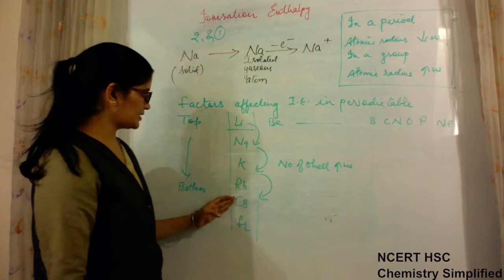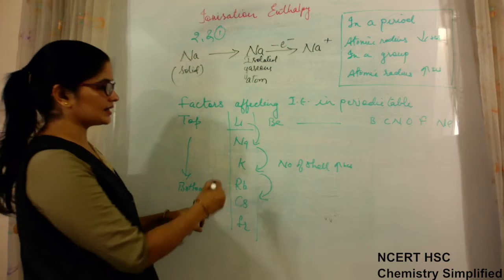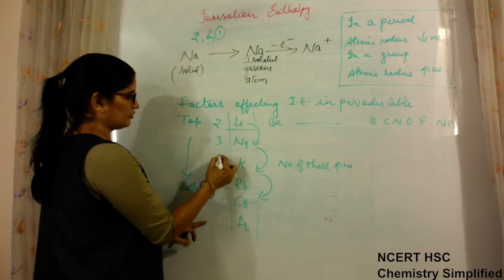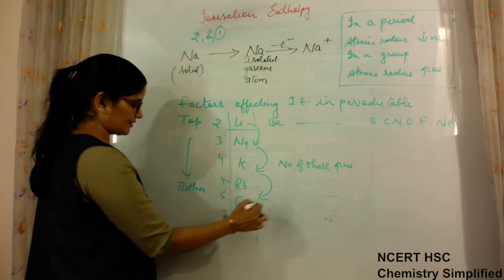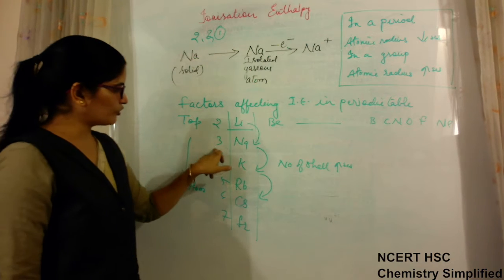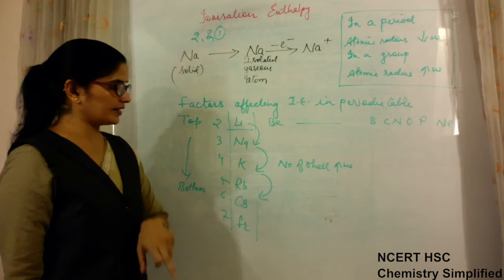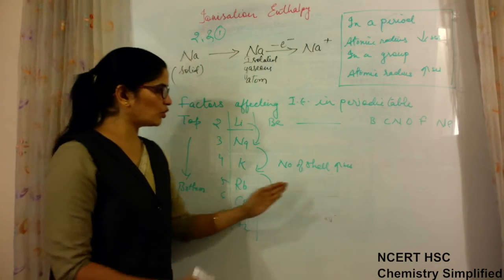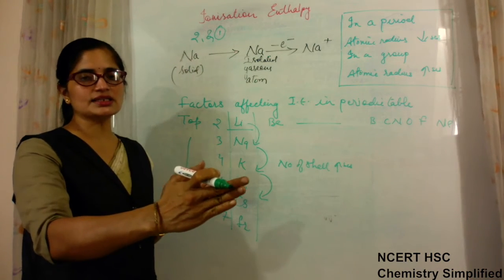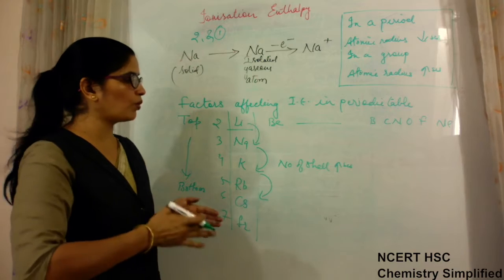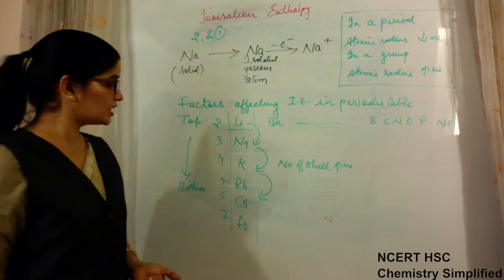Number of shells are increasing. Why? Because the period number is increasing. This is period number 2, 3, 4, 5, 6 and 7. So the number of shells here are 3, here 4, 5, 6 and 7. So number of shells are more. Number of shells are more means distance is more from the nucleus. More is the distance, less is the attraction.